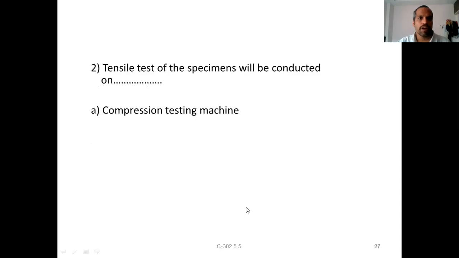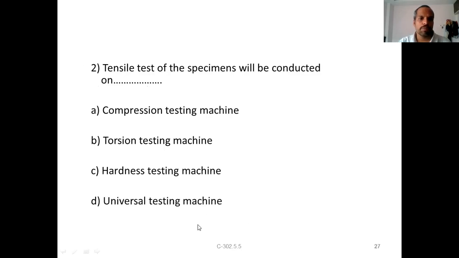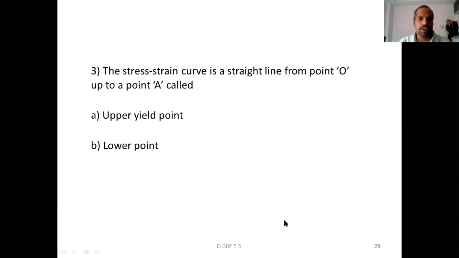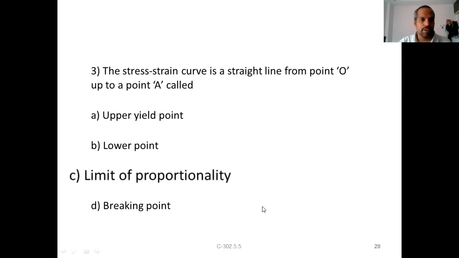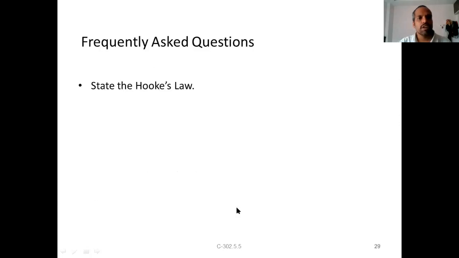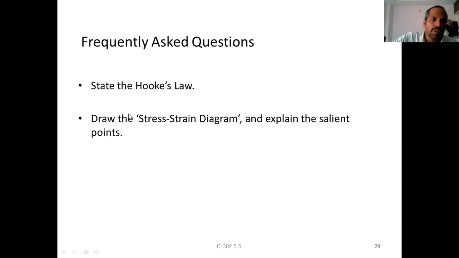Tensile tests of the specimen will be conducted on a compression testing machine, torsion testing machine, hardness testing machine, or universal testing machine. What is the answer? Universal testing machine. The stress strain curve is a straight line from point O up to point A, which is called what point? Limit of proportionality. That's why elastic limit is intentionally not given. Draw the stress strain diagram and explain the salient points. So this is about the stress strain diagram, and let us stop here for today.